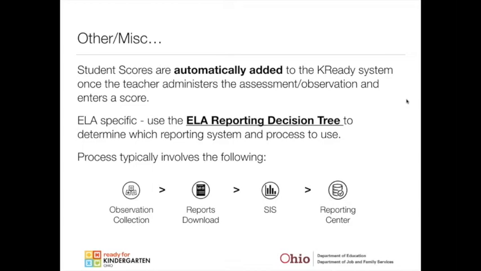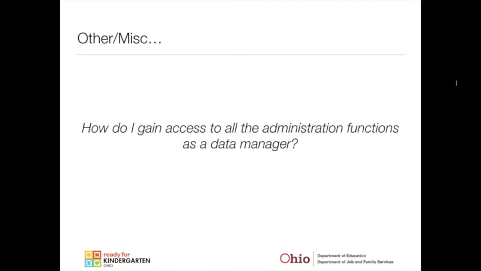There is not a direct transfer from KReady into SIS. That's something that data managers have to manually do, and then that information is submitted to the reporting center, whether that's EMIS or EAS. So that's how those scores are essentially downloaded and transferred into the reporting systems. Next question, how do I gain access to all administration functions as a data manager? For this, I want to just show a quick screenshot, and then we can go live again.